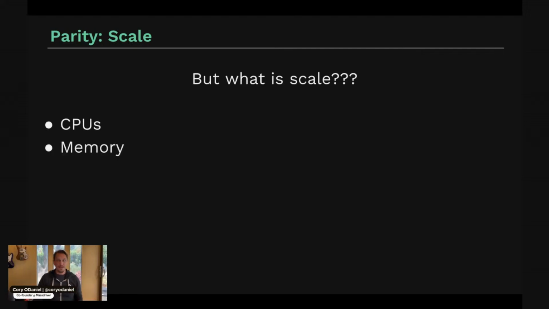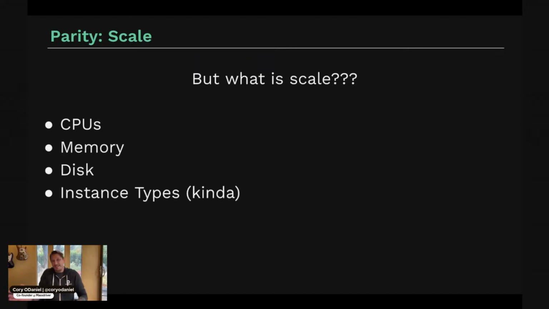When you think about parity for scale, what is scale? It's CPUs, it's memory, it's disk, it's instance types, kind of. Some instance types, not so much, but it's also replicas. And this is one thing that's really important to think about. If you start to think about your replicas as scale and not as architecture, it really changes the way that you think about designing modules.